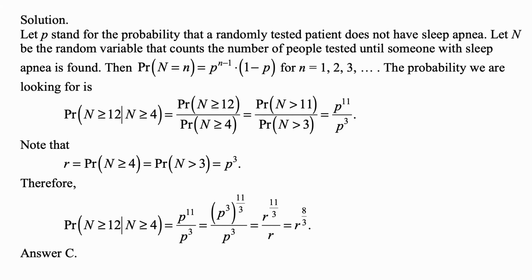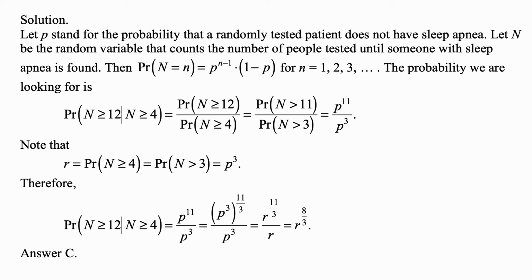And here's a solution. Let P stand for the probability that a randomly tested patient does not have sleep apnea, so it's free of that disease. Let N be the random variable that counts the number of people tested until someone with sleep apnea is found. Then the probability that N is equal to n is P to the n minus 1, so n minus 1 people without sleep apnea, times 1 minus P, that's the person tested in the end who has sleep apnea. That's for n equal to 1, 2, 3, and so on.